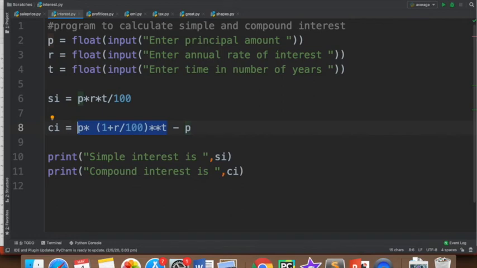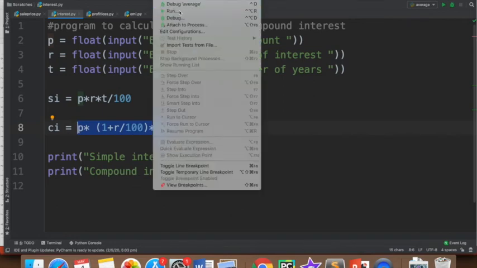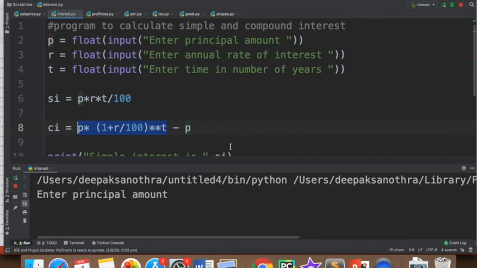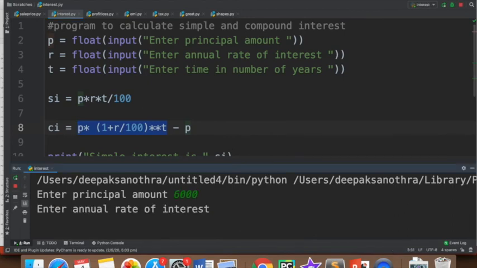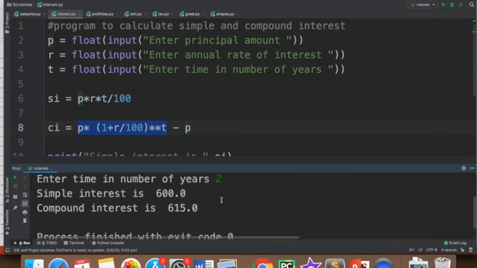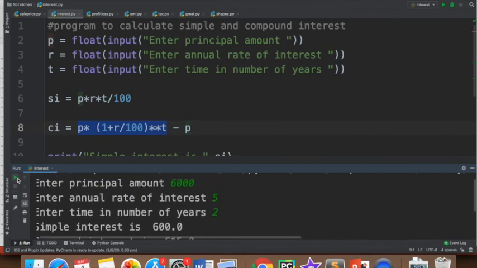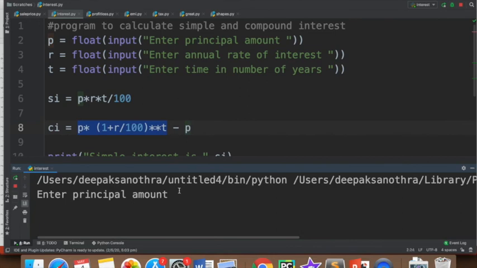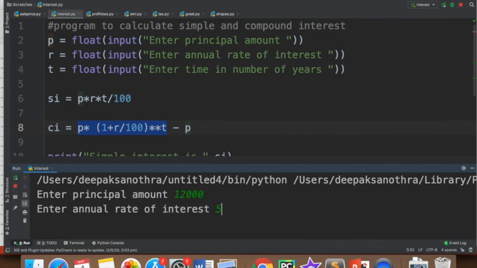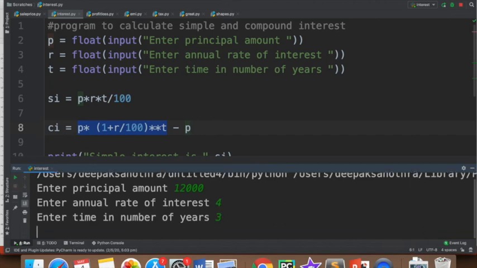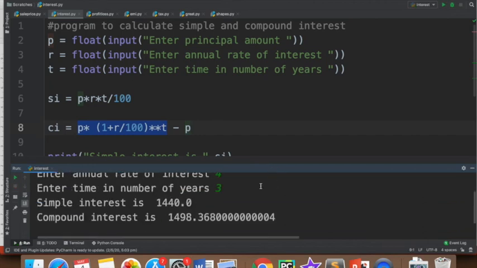Now if I run the program, I could see that it calculates the simple interest and the compound interest for the given values. So if I enter 6,000 and annual rate of interest is 5, I do it for 2 years. So I get simple interest as 600 and compound interest is 615. So you can try giving different values, and for all values it will just perform the calculation and show you the results, whatever the result might be. So that's how we get the compound and the simple interest for the given input by the user.